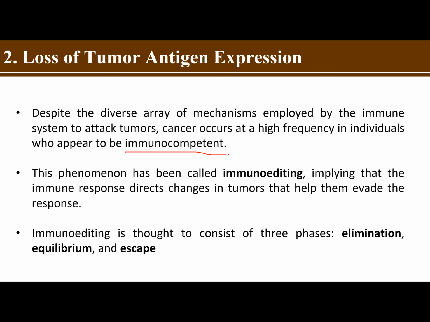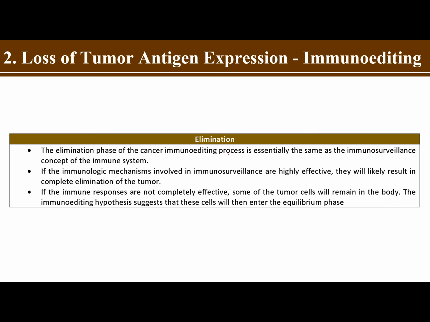Immunoediting is thought to consist of three phases: elimination, equilibrium, and escape. So let's tackle them one by one, class. The elimination phase of the cancer immunoediting process is essentially the same as immunosurveillance.